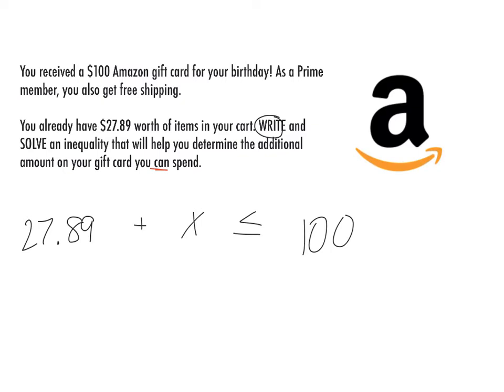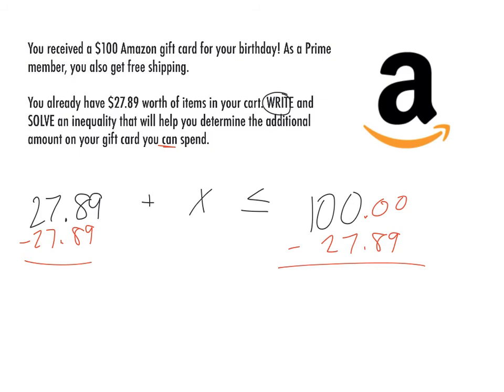Well, whatever you do to one side, you have to do to the other. And I'm trying to get my variable by itself, so let's just subtract $27.89 from both sides. Right, and when you do that, let's see, this is 0, 0, so that'd be 11 cents there, and that'd be a 99, and so that'd be a $72.11. And we have x there, so x is less than or equal to 72.11.